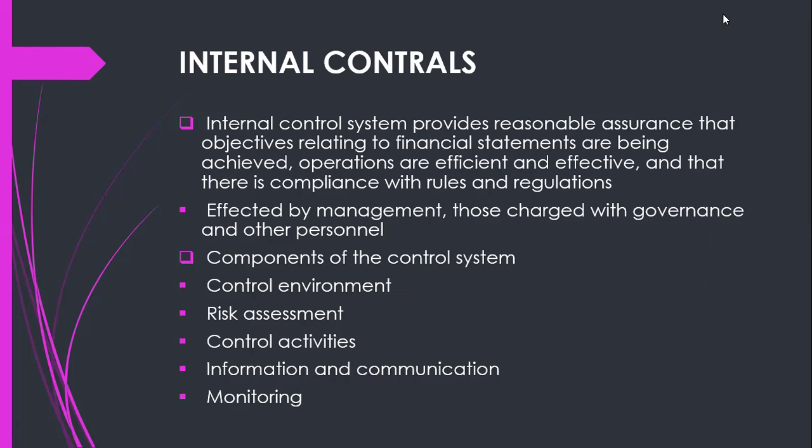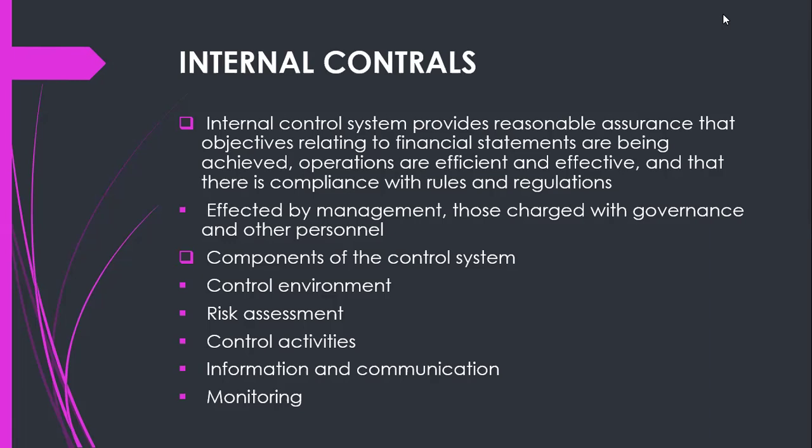So now let's look at internal controls, right? So what are internal controls? Internal controls provide reasonable assurance that the objectives relating to the financial statements are being achieved, operations are efficient and effective, and that there's compliance with rules and regulations. So an internal controls system provides reasonable assurance that objectives relating to financial statements are being achieved, operations are efficient and effective, and that there's compliance with rules and regulations.